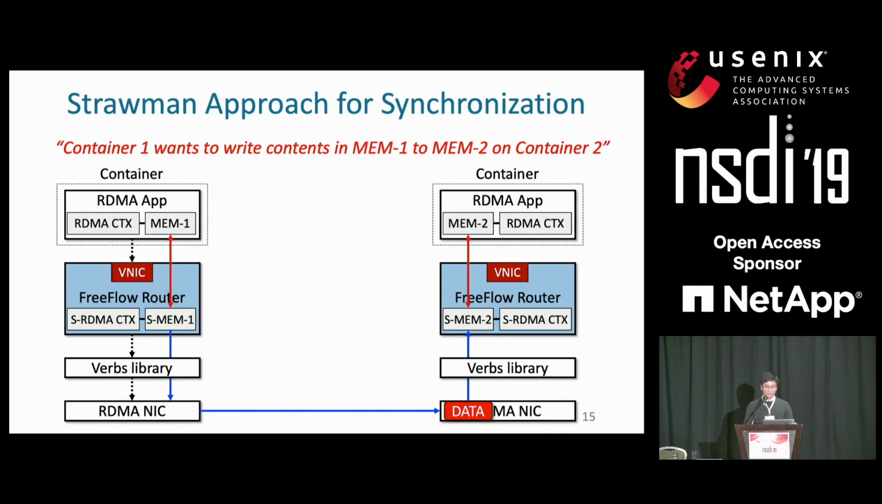Then the receiver NIC puts the data into shadow memory 2 without CPU involvement. Then the problem happens here. Since there is no signal, the FreeFlow router does not know when it should forward or copy the data from its shadow memory to the application memory region.